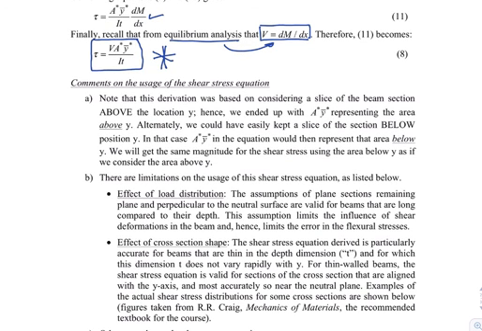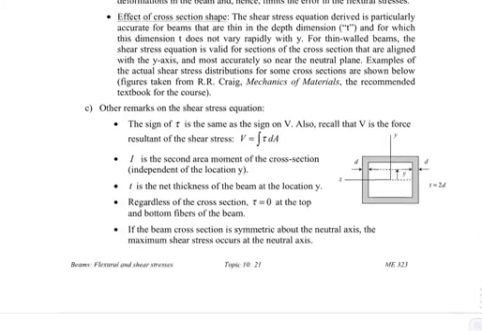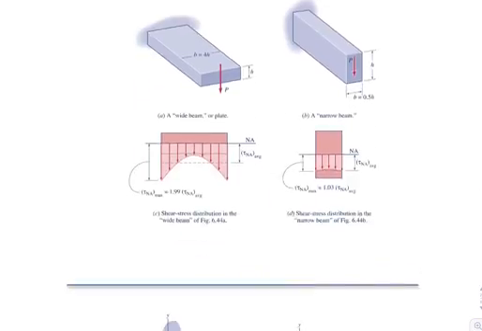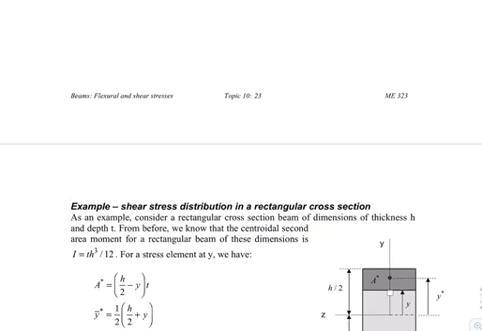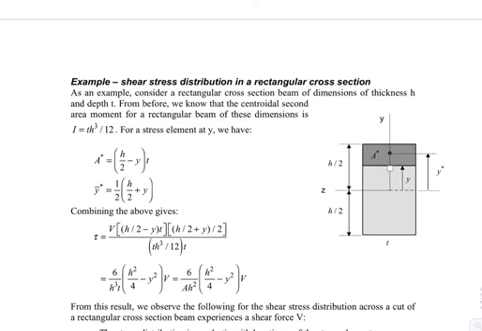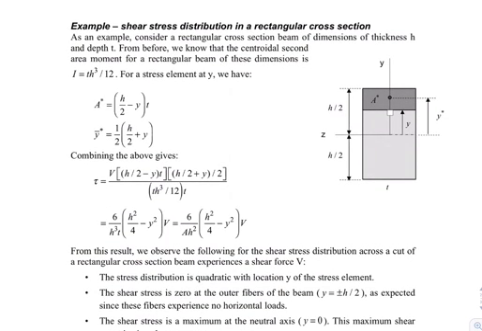Let's actually put this to use and come back later on in the next lecture and talk about the consequences of this. But what I would like to do is apply that to a very common cross-section, and that's the rectangular one.